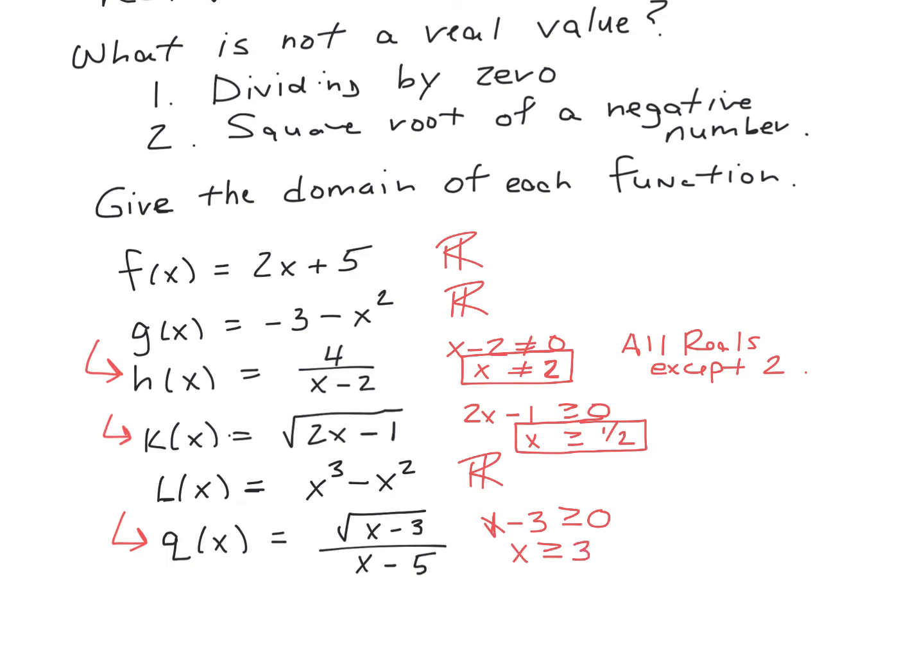And then we also know that x cannot be 5. So in this case, the domain would be everything greater than or equal to 3, not equaling 5. So in summary there, if you have any type of function that doesn't involve a fraction or a square root, your domain is all reals. If it does involve a fraction, the bottom cannot equal 0. If it involves a square root, whatever's under that square root sign has to be greater than or equal to 0.